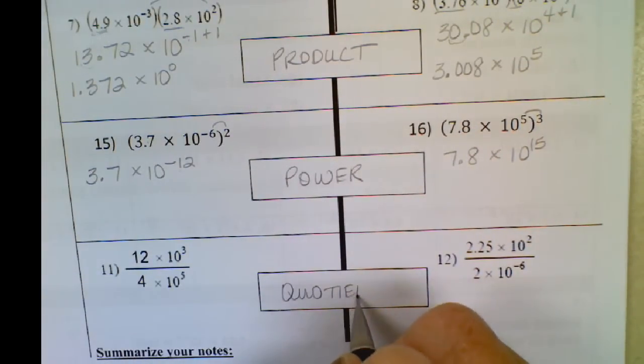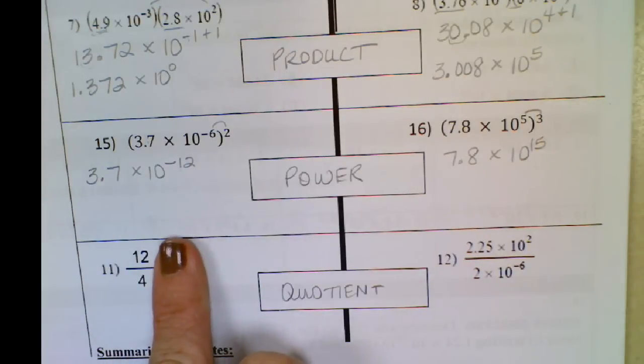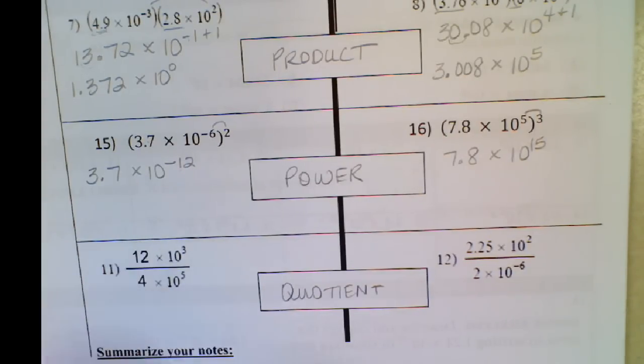Okay, good. And the last property that we worked with in section 5.2, I believe, was the quotient property. Actually, I think that was section 1, wasn't it? So we're going to do the same thing, and you're going to treat them as two separate fractions, just like we did with the others.